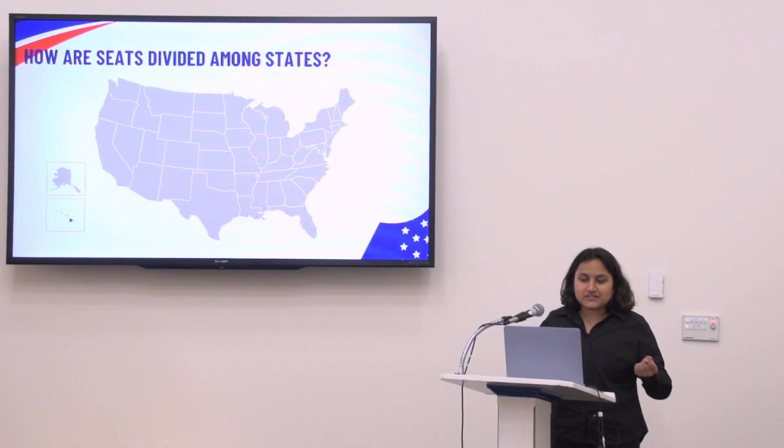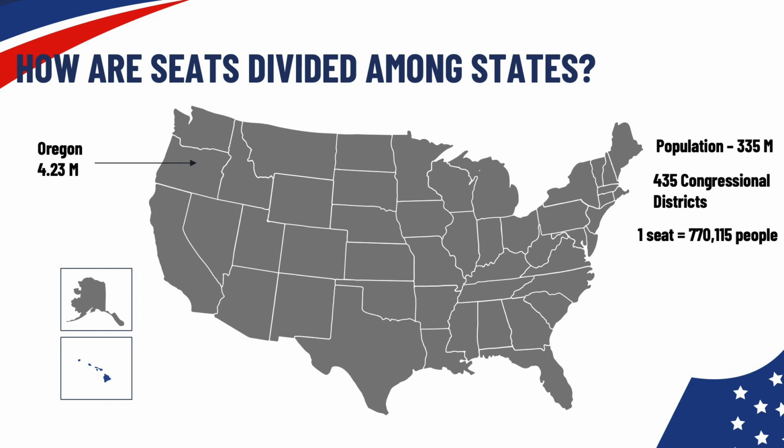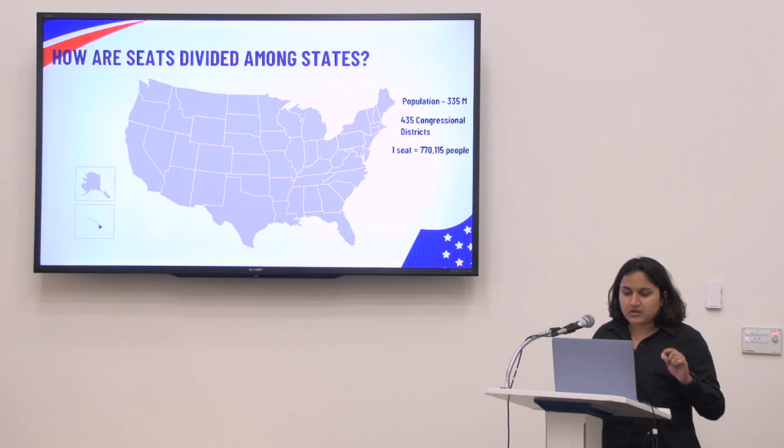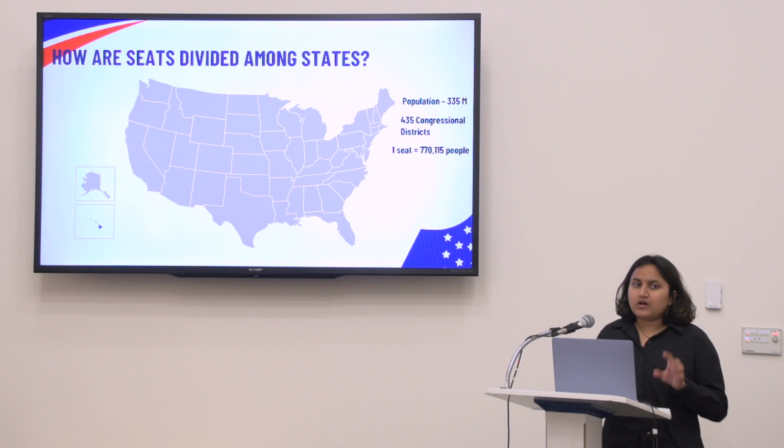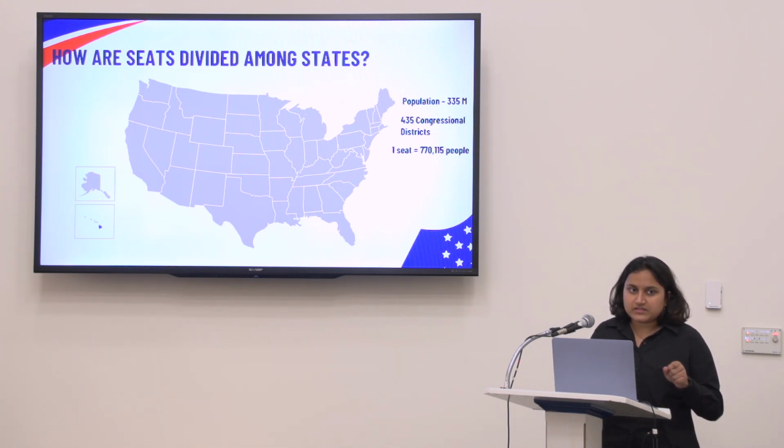But first, let's take a step back and just think about how the seats are actually divided among the states. So we know that the population of the United States is 335 million, and we have 435 congressional districts. So ideally, each congressman would be representing about 770,000 people. But we also need each state to have a whole number of seats.